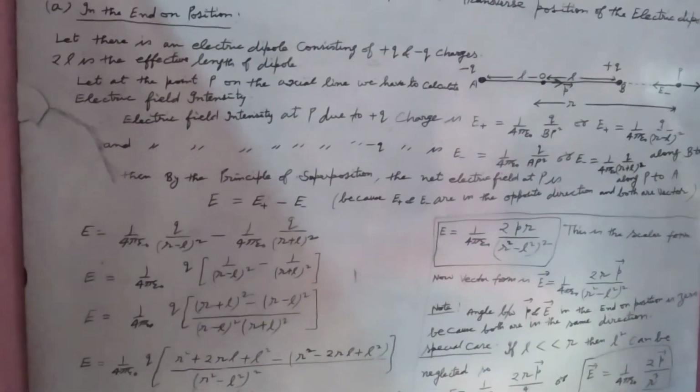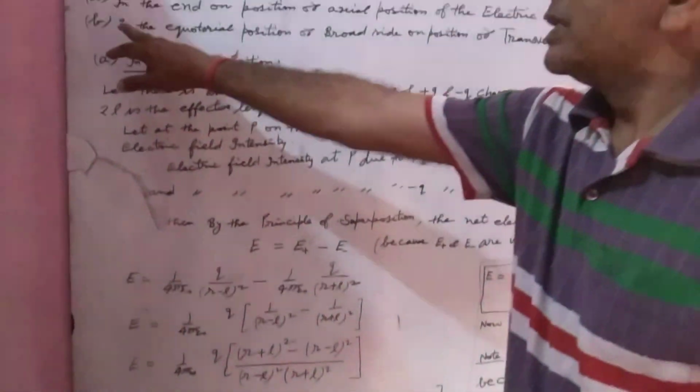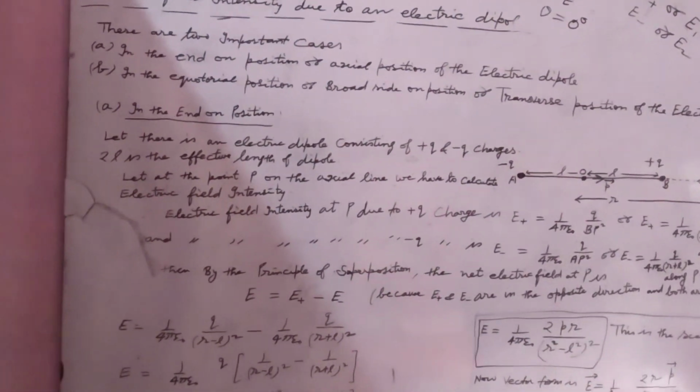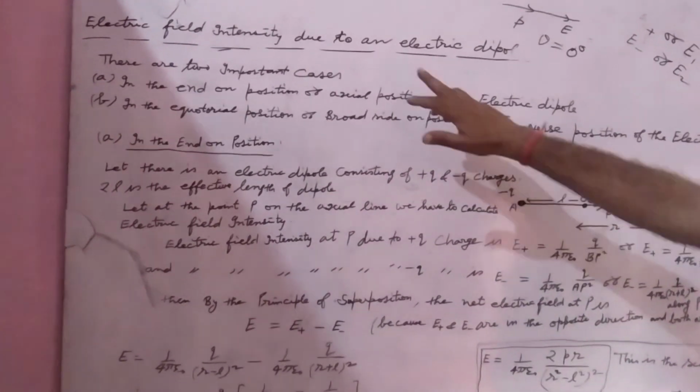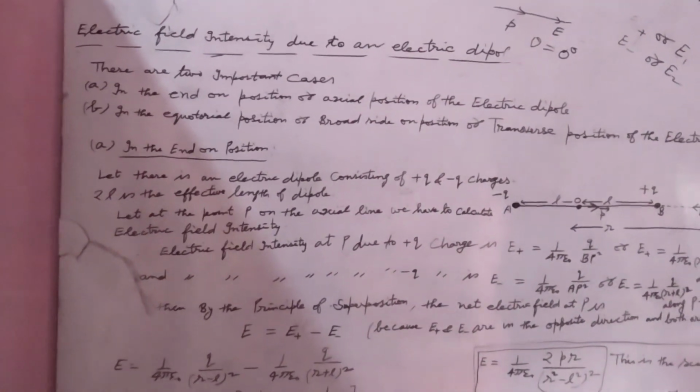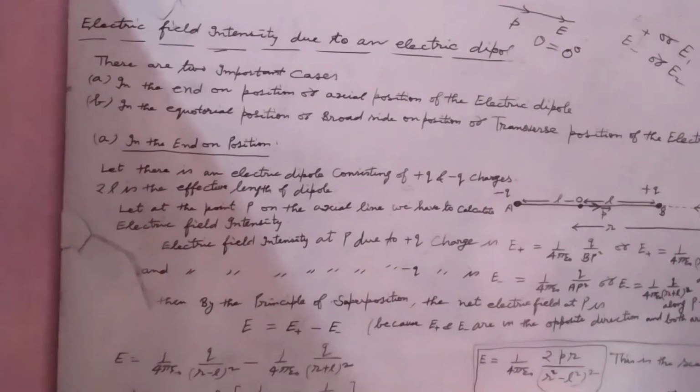Thank you, students. This topic is closed now. About the second point, the equatorial position or broadside on position, the intensity of electric field due to an electric dipole will be covered next. Have a good day.